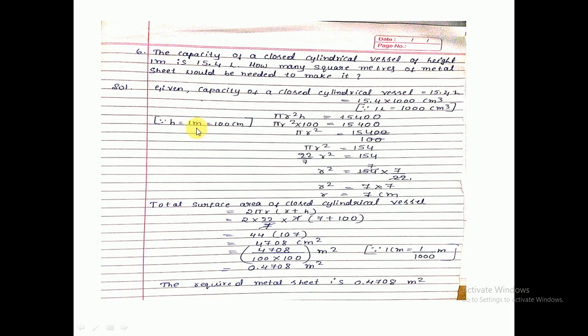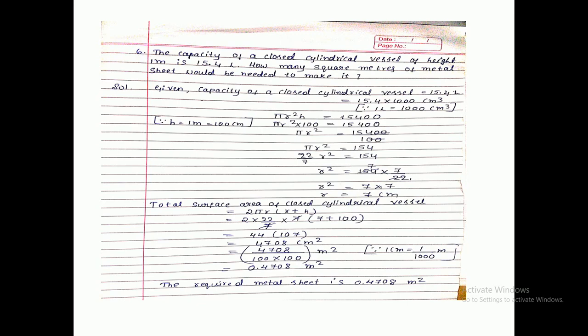That's why we are converting this 1 meter into 100 centimeter. Here we took height as 100. Next, volume is 15,400. Then pi r square is equal to 15,400 divided by 100, that is pi r square is 154. Now we'll substitute pi value 22 by 7. 22 by 7 r square is equal to 154. Then r square is equal to 154 into 7 by 22. So r square is equal to, here 22 ones are 22, sevens are 7 into 7, that is 49. R square is 49, in the sense r is equal to 7 centimeter.